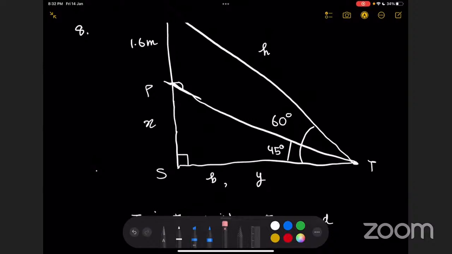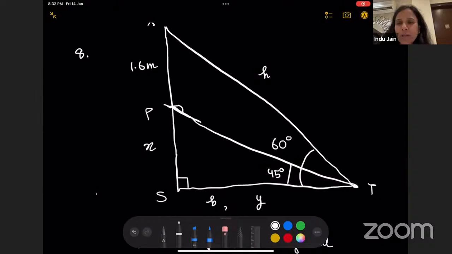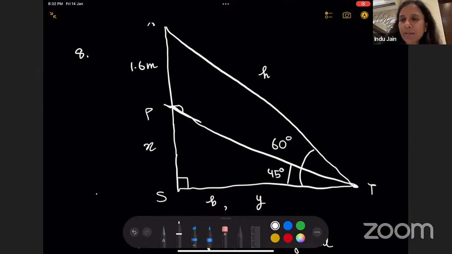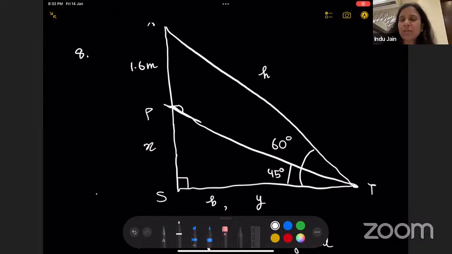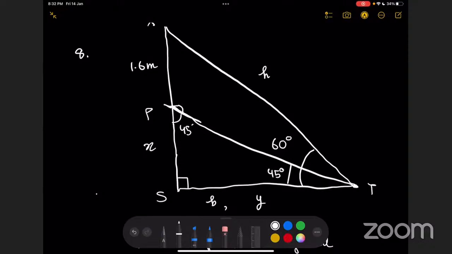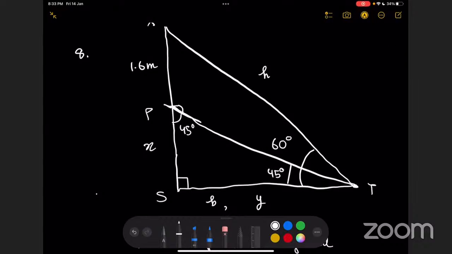By the way, let me tell you one more trick. Hold on here. Your triangle PST is a right angle triangle. Angle S is 90 degrees. Angle T is 45 degrees. So angle P has to be 45 because in a triangle the total sum is 180. So it becomes an isosceles triangle, and x is equal to y. We can tell from here also. Okay?